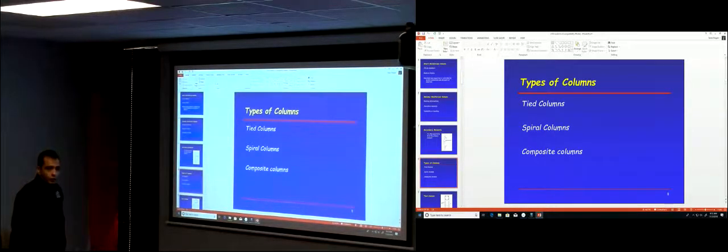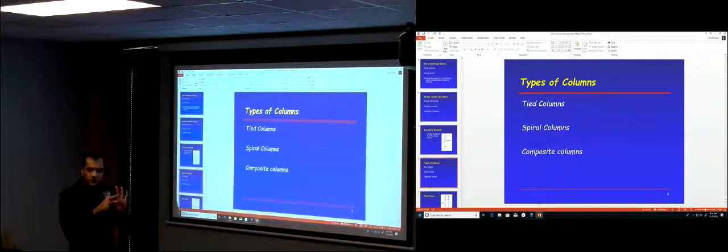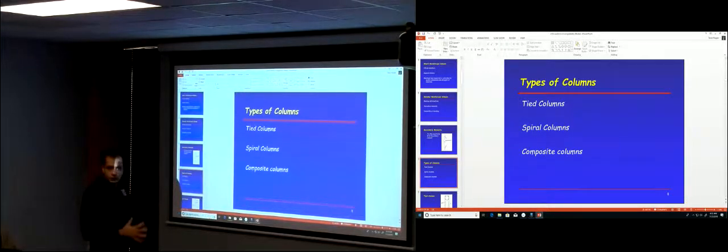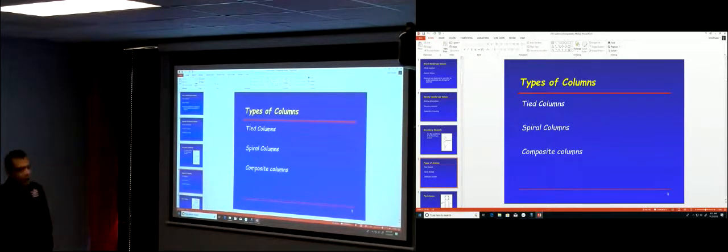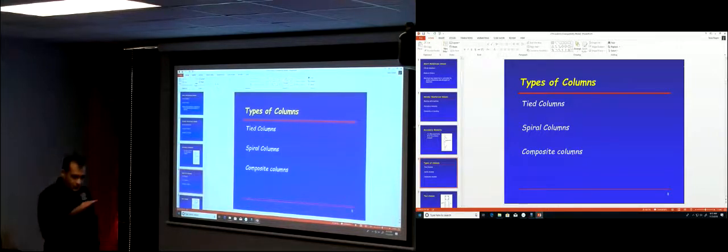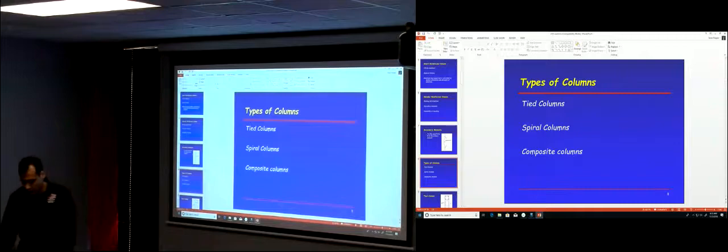For those short columns, our topic now, we said we have 3 types of compression elements. The first one was so easy, we already discussed it. The slender columns, we're not going to discuss, but we understand that those are long columns. And then we have the short columns. So our chapter is all focused on the short columns. Everything that we're discussing now is about the short columns. Types of those short columns, you can have ties, or spiral columns, or composite columns. Tied columns, ties here, is the same word that we used for stirrups. It's for transverse steel. So you have your column like this.